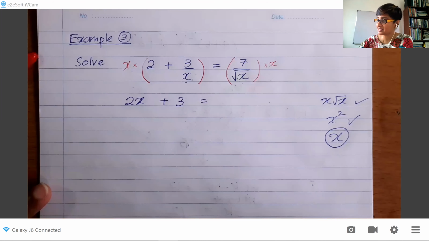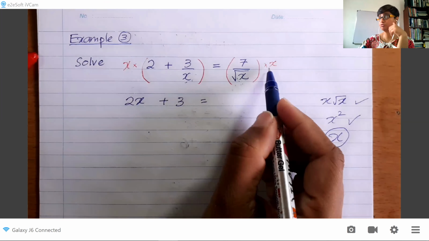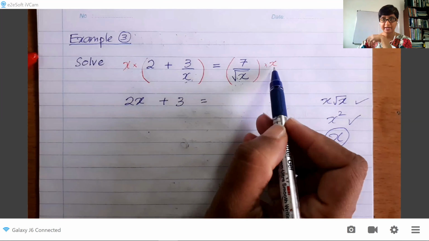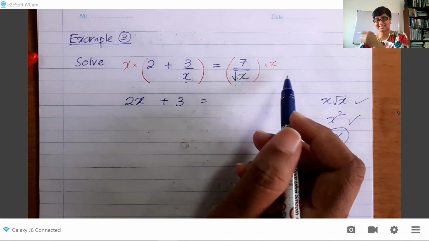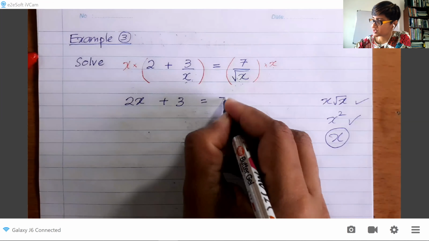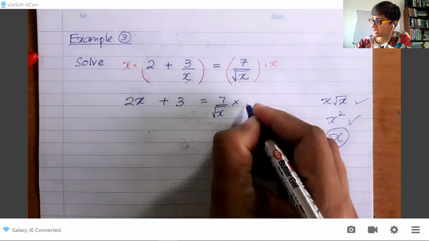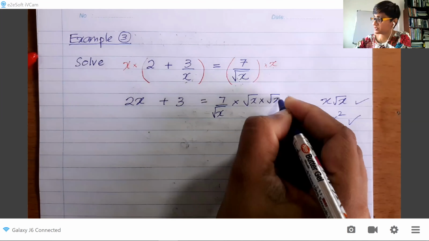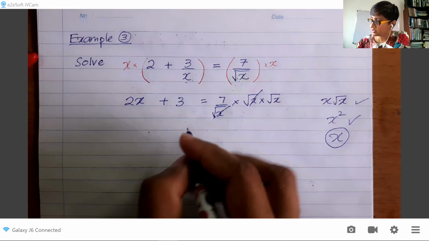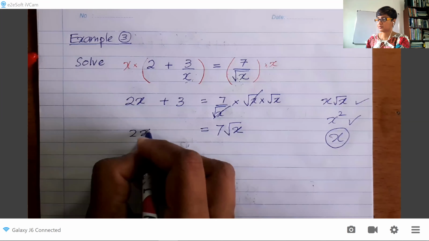And then on this side, how does this simplify? Because x is root x times root x. We learned this in surds. This x I can write as root x times root x. So one of the root x's gets cancelled, and I have 7 root x on that side. 2x plus 3 equals 7 root x.